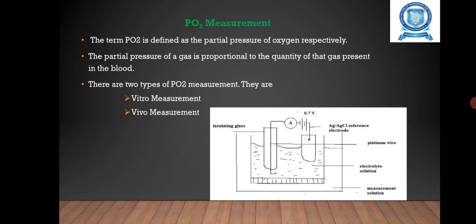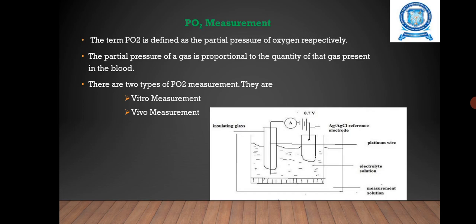Here the term pO2 is defined as the partial pressure of oxygen. The determination of pO2 is one of the most important physiological chemical measurements. Here the platinum wire, which is an active electrode, is embedded in glass for insulation and only the tip is exposed. Here also the reference electrode is made up of silver/silver chloride. Here also a voltage of 0.7 V is applied between the platinum wire and the reference electrode.